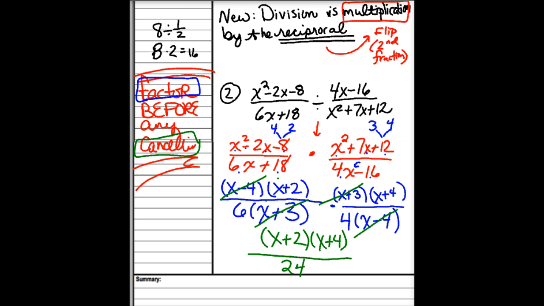And you might say, oh, you can take a 2 out. No, you can't. That 2 is glued with an x. So if anything lives next to a plus or minus, you never, ever, ever cancel it. That one's done. One more.